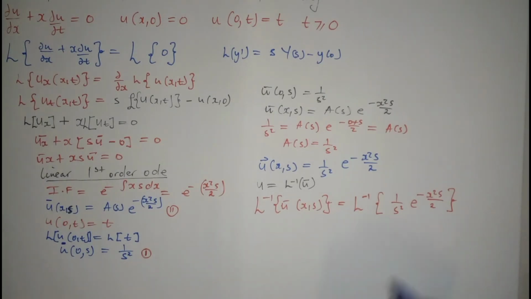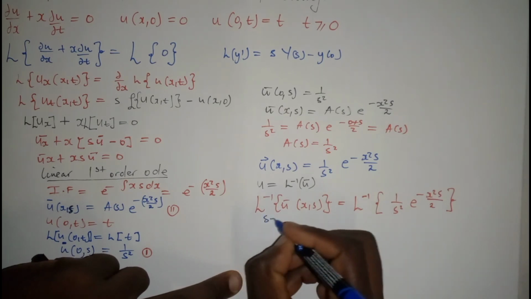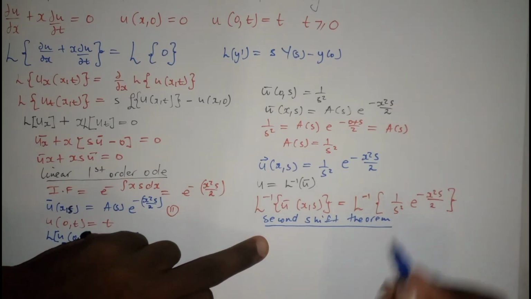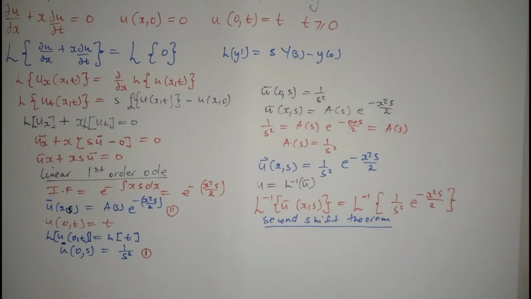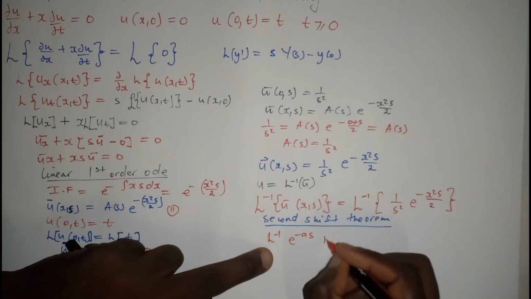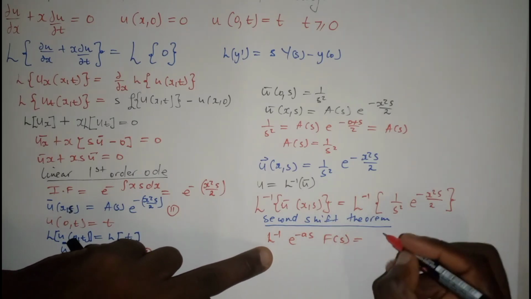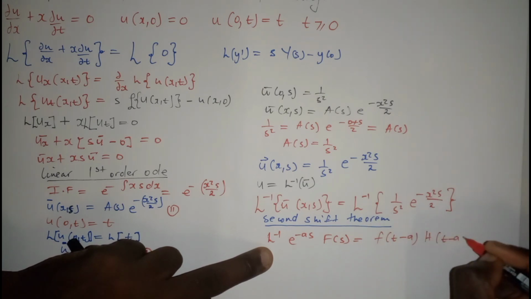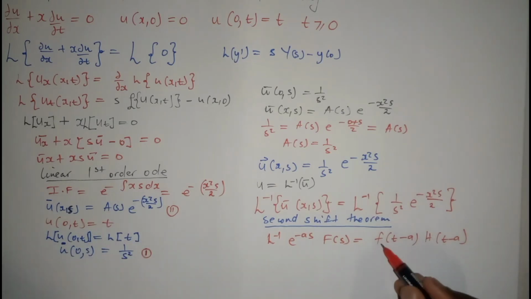From here we're going to use the second shift theorem, and I'm assuming that you are familiar with it. If you don't know it, go to the description, look for the Laplace transform playlist, and you'll find some videos that explain how to use the second shift theorem. It's basically simple. If you want to find the Laplace inverse of e to the power negative as times F(s), that gives us f(t minus a) h(t minus a). You can use any letter; some may put g here.